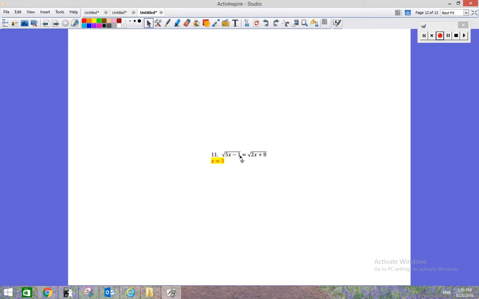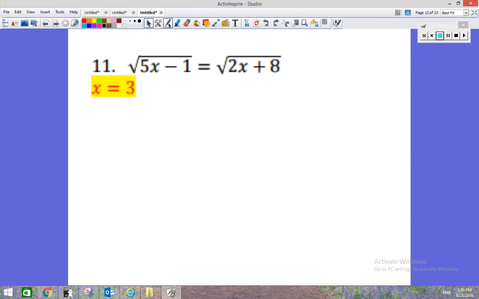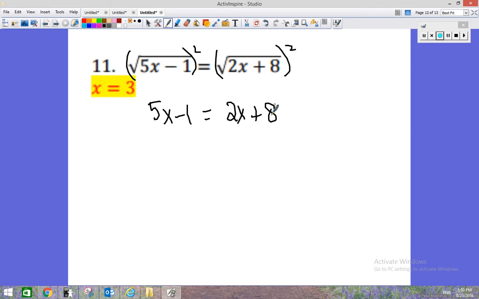Alright, let's take a look at number 11. Now this time, it's more like the other day. We don't have an extra term over here. So when we square both sides of the equation, the radicals go away, and it's nice that we have 5x minus 1 equals 2x plus 8. Subtract 2x from each side, add 1 to each side, divide by 3. Now I have to check it. When I square both sides, I could have introduced an extraneous solution.